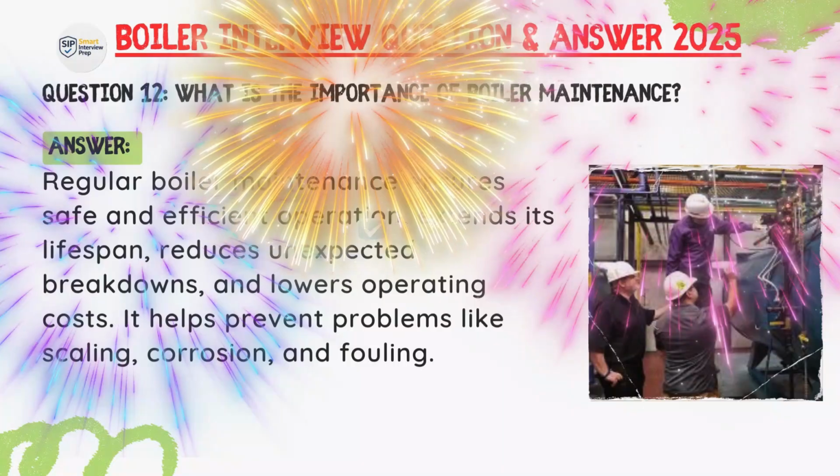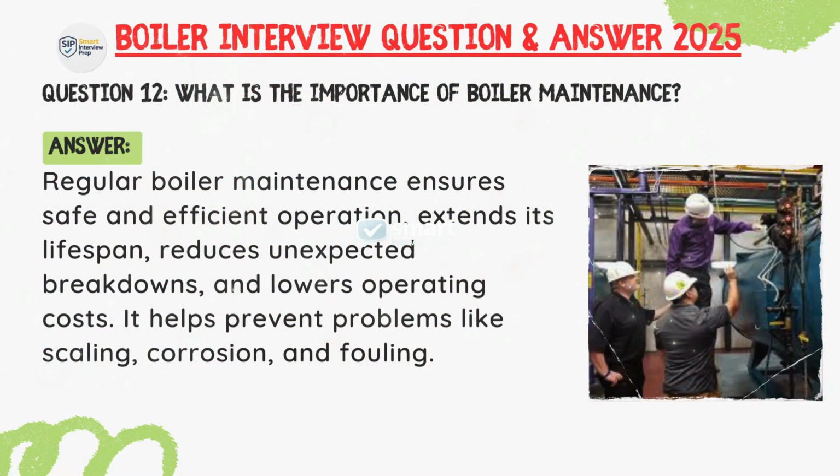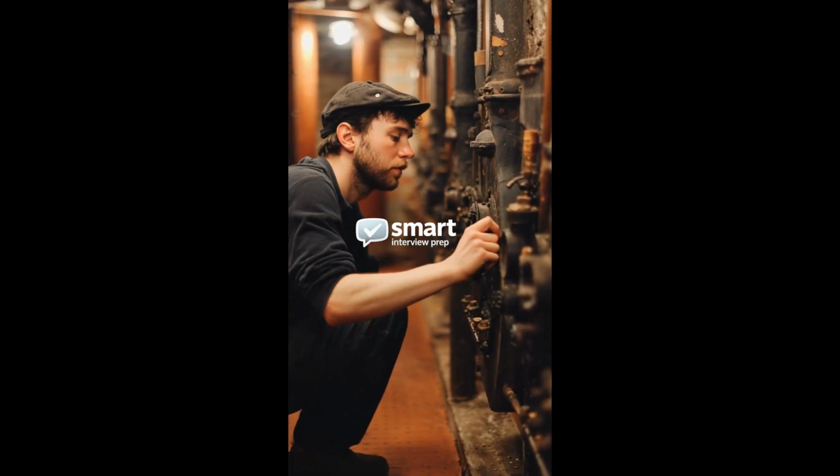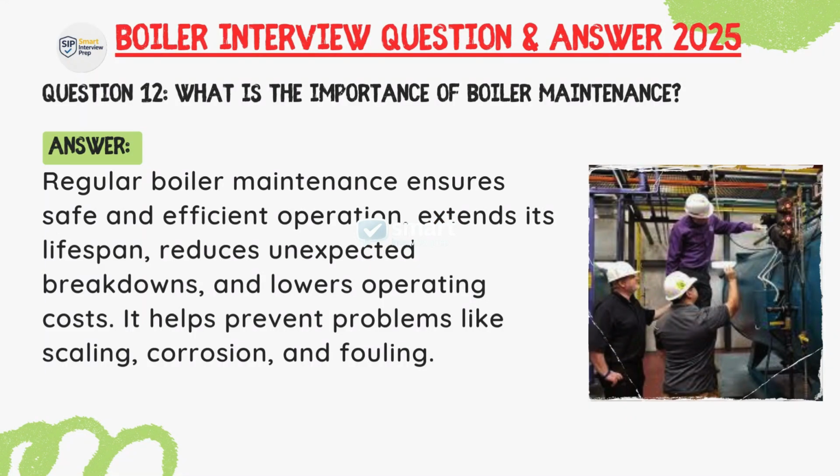Question: What is the importance of boiler maintenance? Answer: Regular boiler maintenance ensures safe and efficient operation, extends its lifespan, reduces unexpected breakdowns, and lowers the operating cost. It helps prevent problems like scaling, corrosion, and fouling.